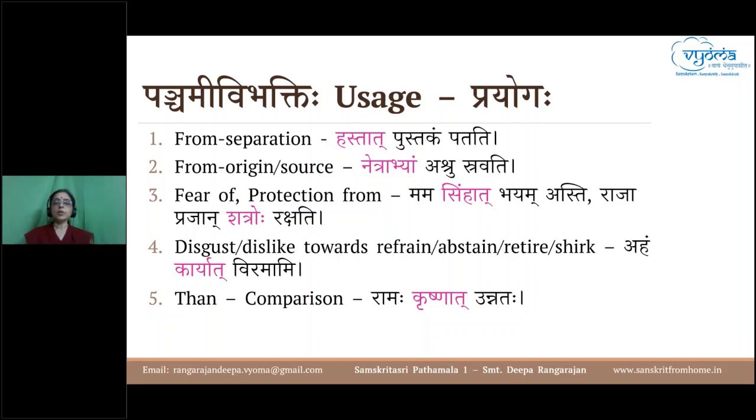From, in the sense of origin or source, like netrabhyam ashru sravati or himalayat ganga udbhavati, which means Ganga originates from the Himalayas. So when origin or source is to be represented, it is with the panchami vibhakti. Fear of or protection from. Mama simhat bhayam asti. I fear the lion. Raja prajan shatruhu rakshati. The king protects the people or the citizens from the enemies.